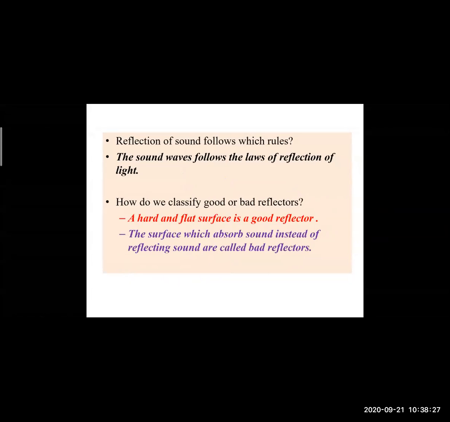Next, we have seen the good and bad reflectors of sound. The hard and flat surface will be a good reflector. The curtains, sofa and all other things which absorb the sound will be bad reflectors. A surface which absorbs the sound instead of reflecting it is called a bad reflector.